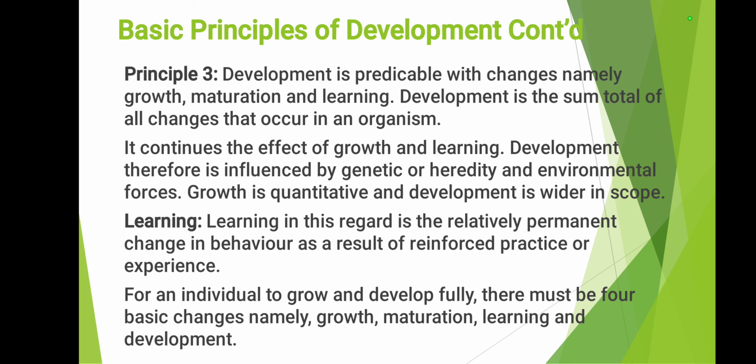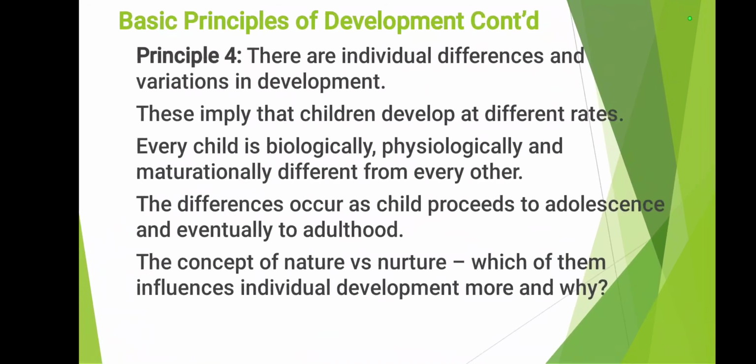So we know that for an individual to grow and develop fully, there must be 4 basic concepts. I also talked about it, namely we have growth, we have maturation, we have learning. It's supposed to be 3, but I think I just added that to make it up. So we have that put into place. So remember, development is what? Predictable with changes, which are changes of growth, changes of maturation, and changes of learning. This is principle number 3. Principle number 4. There are individual differences and variations in development.